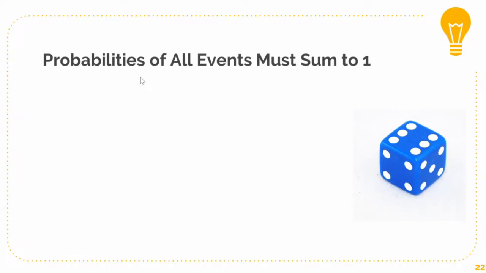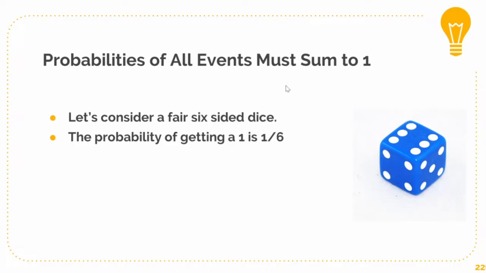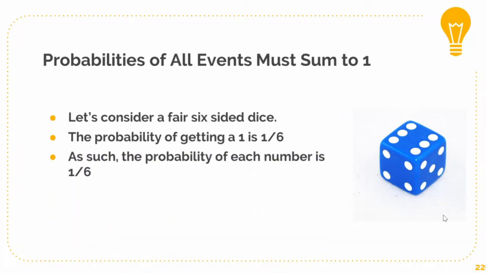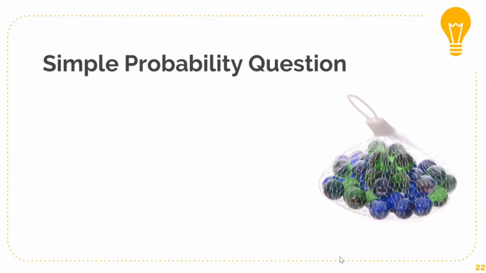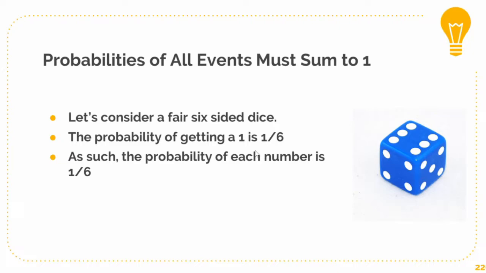So all probabilities of all events must sum to 1. Let's consider a 6-sided fair die. The probability of getting 1 is 1 over 6. As such, the probability of each number is 1 over 6. This way, if each number is 1 over 6 and we have 6 numbers, we get 6 over 6, which is 1. That's why the probabilities of all events must sum to 1.